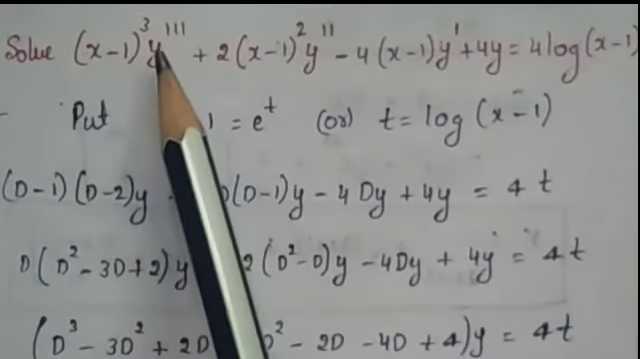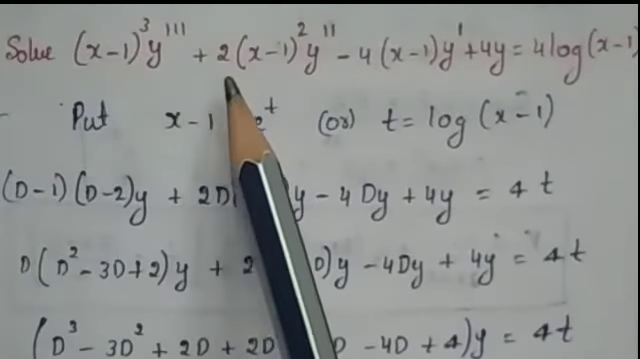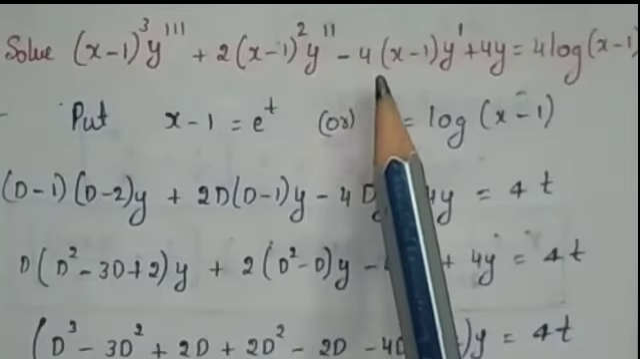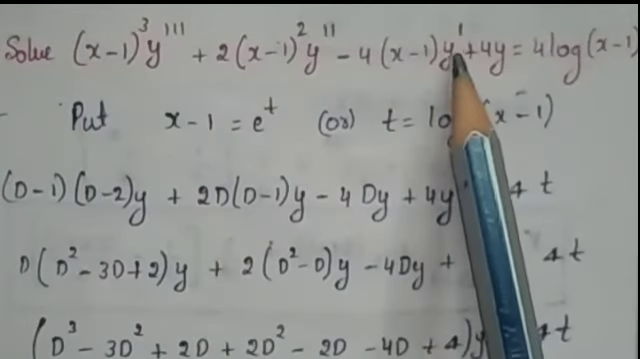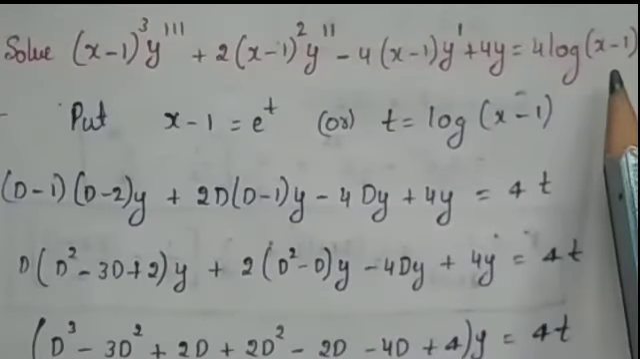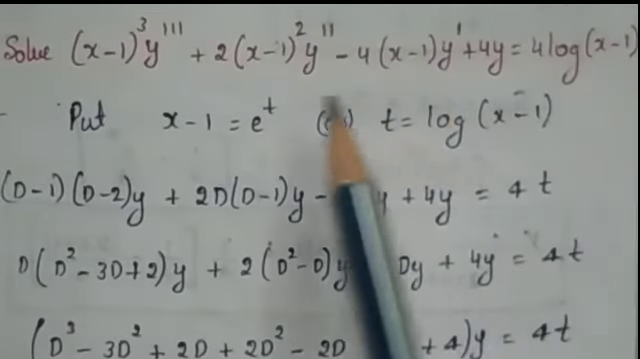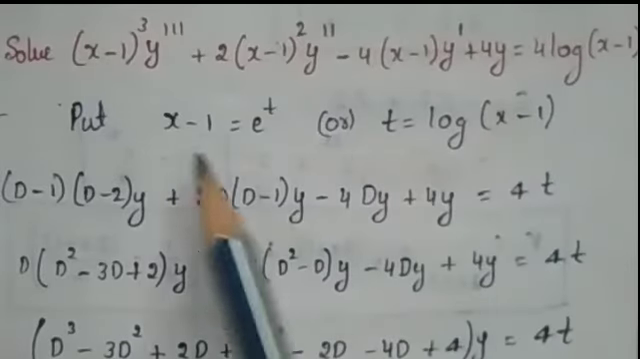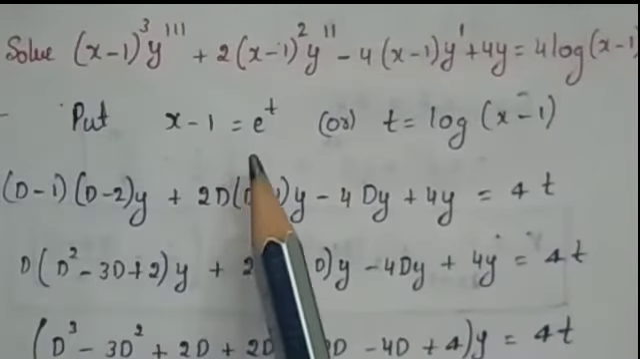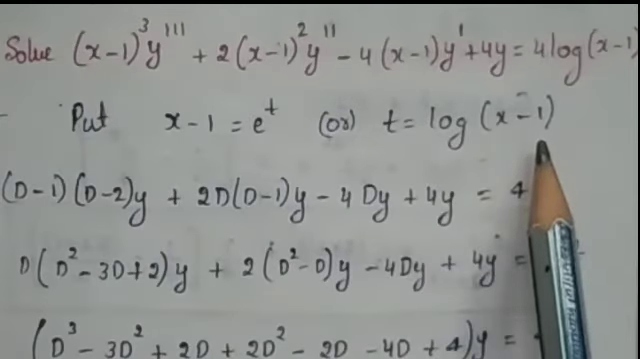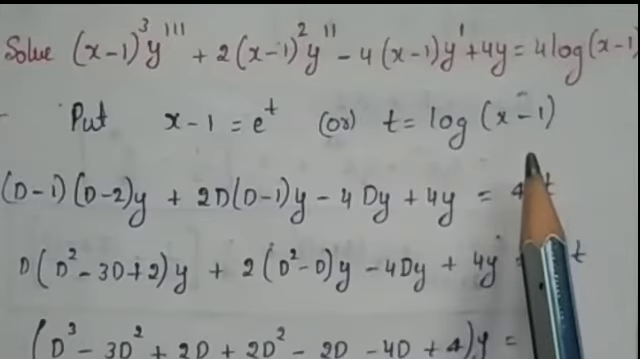Solve (x minus 1) whole cube y triple dash plus 2 (x minus 1) whole square y double dash minus 4 (x minus 1) y dash plus 4y equal to log of (x minus 1). So it is the Legendre differential equation. You put x minus 1 equal to e power t, or t equal to log of (x minus 1), to solve the Legendre differential equation.